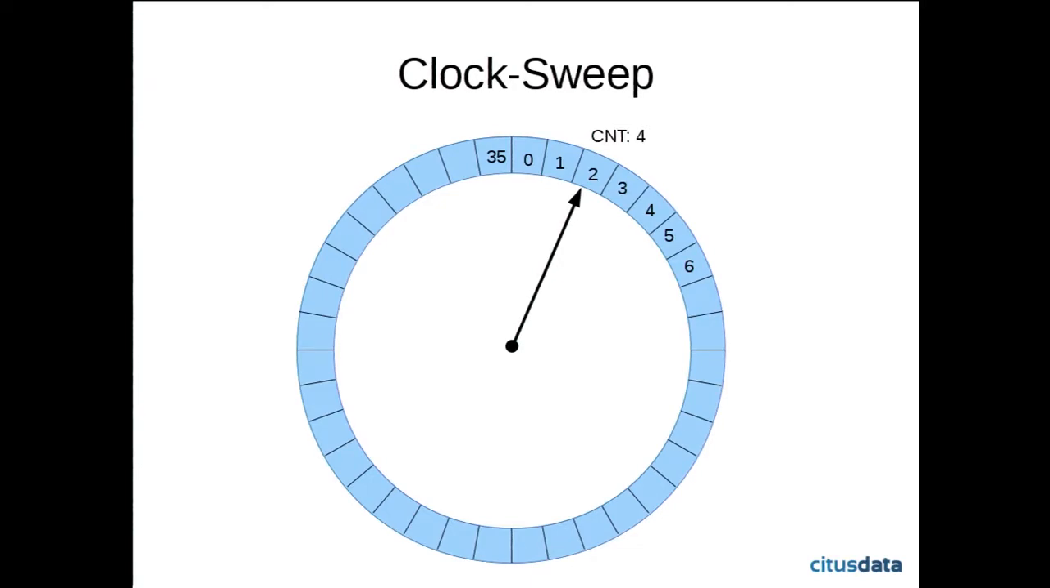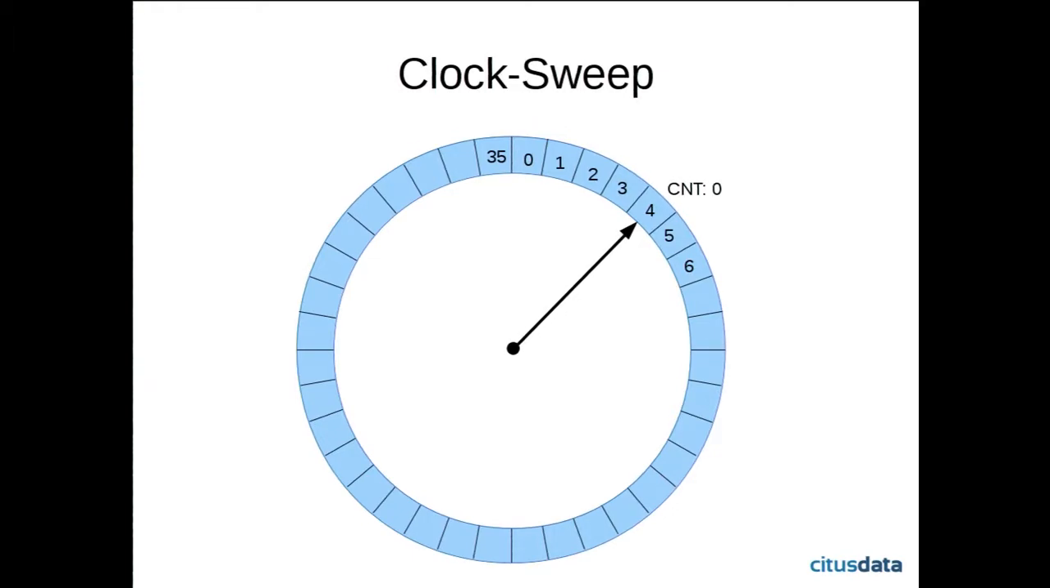And if it's 0, then it directly uses the buffer. And if it's bigger, it just decrements the buffer usage count by 1. And after that, we look at the next buffer, and it's the same game. If the buffer usage count is 0, then we use it. If not, we just decrement the usage count. So that continues to tick until we find a buffer with usage count of 0.